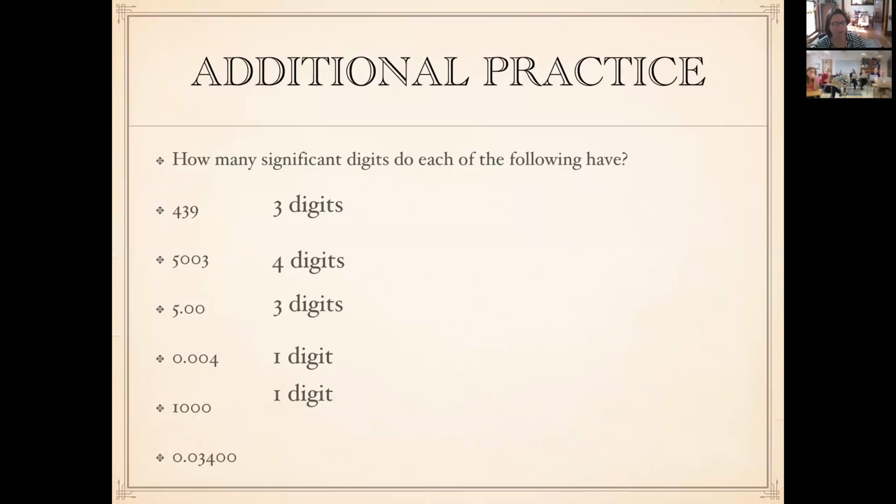All right, and then the last one, 0.03400. 4. Right. Preceding zeros don't count, but the final ones are there for a purpose because they could drop off and you'd have the same number.